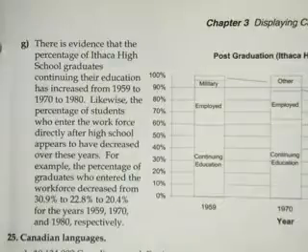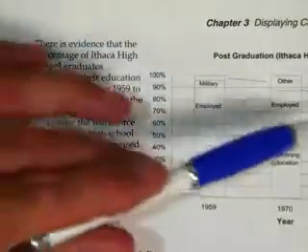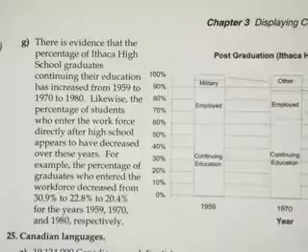So let's see, we got about 59%. And then 103 divided by 333 is about 31%. And 20 divided by 333 is about 6%. And 13 divided by 333 is about 4%. So that is your answer to F.